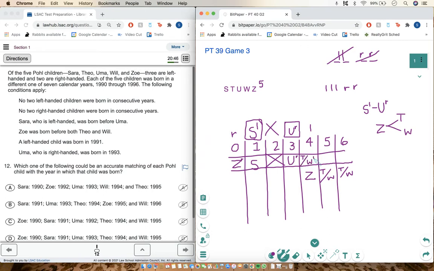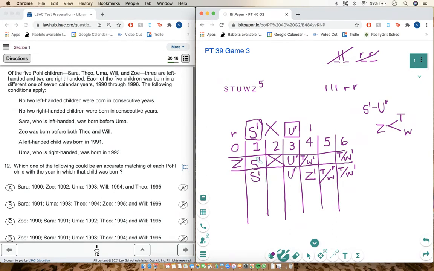And we know that they're left-handed. T, W, they're both left-handed here. And here we know Z has to be left-handed. This has to be right-handed, whoever's going in this year, and this has to be left-handed so that we don't have left-handed people in consecutive years or right-handed people in consecutive years. So these are really the only 2 situations that can happen, right?